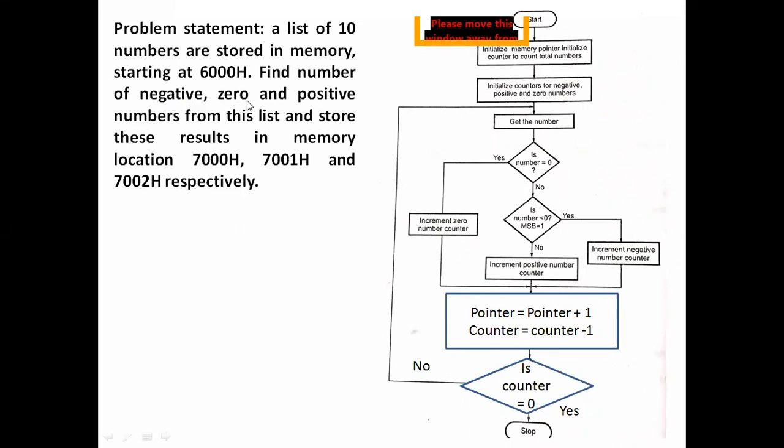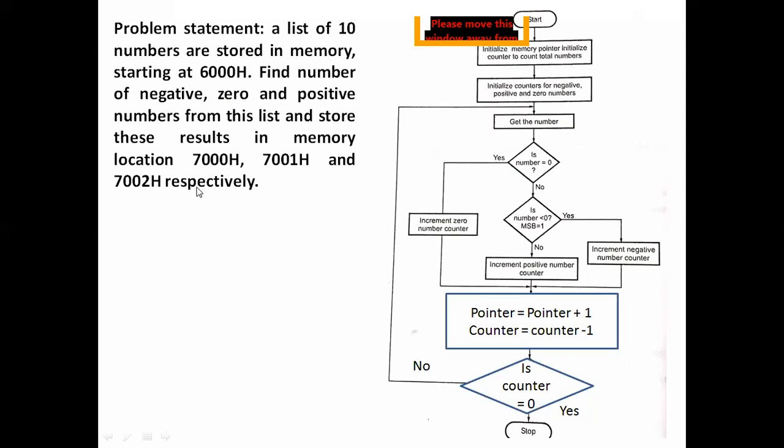How many zero numbers you have found, you have to store at 7001. And how many positive numbers you have found, you have to store at 7002. Suppose out of 10 numbers, 3 are negative. Then the result at 7000 should be 3. There are 2 numbers which are zero, so 7001 will show 2. Since 3 are negative and 2 are zero, naturally 5 numbers will be positive, so 7002 will represent 5.